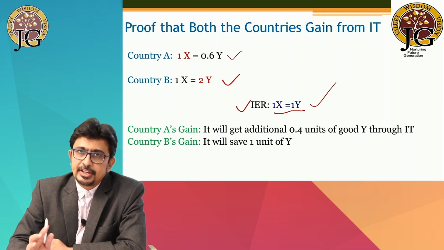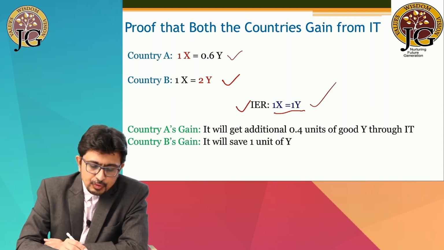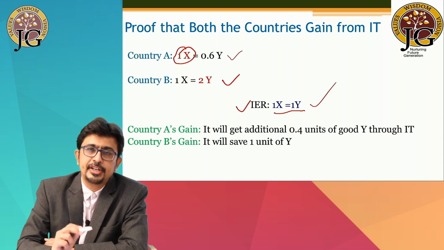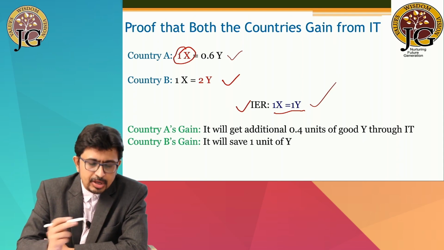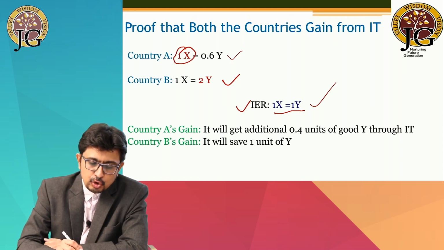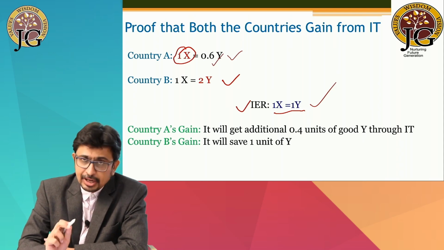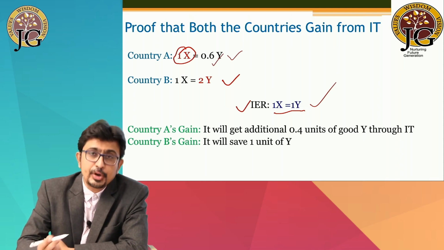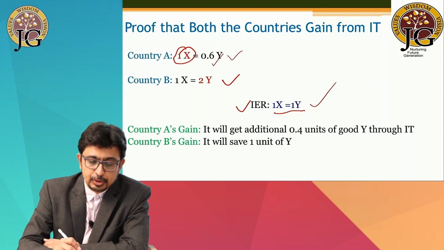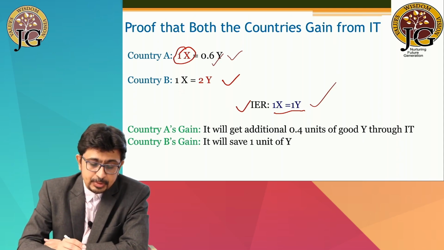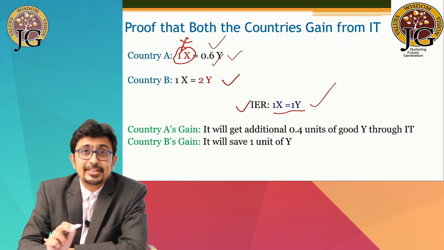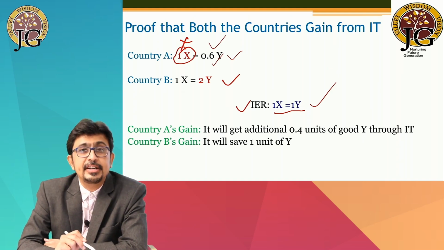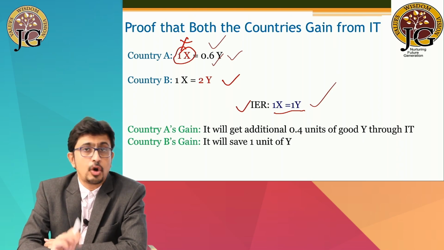Now, country A should ideally focus on producing good X because it is having a comparatively greater advantage in good X. But suppose A tries to produce good Y on its own. Actually, according to the theory, A should import good Y, but suppose it tries to produce good Y on its own. Then it will have to sacrifice 1X to get 0.6Y. So by sacrificing 1 unit of X, country A is getting just 0.6 units of Y without trade on its own.